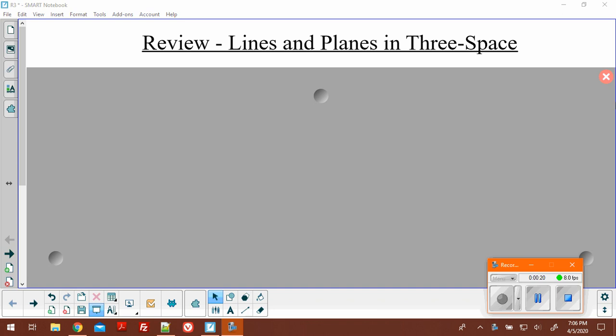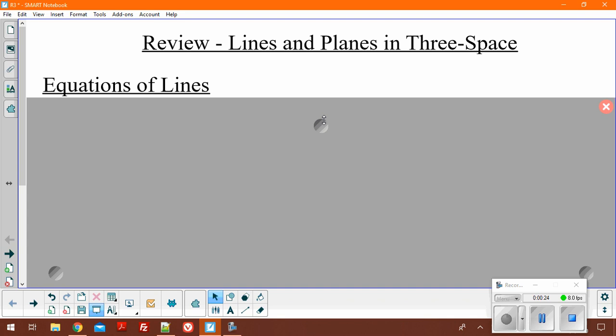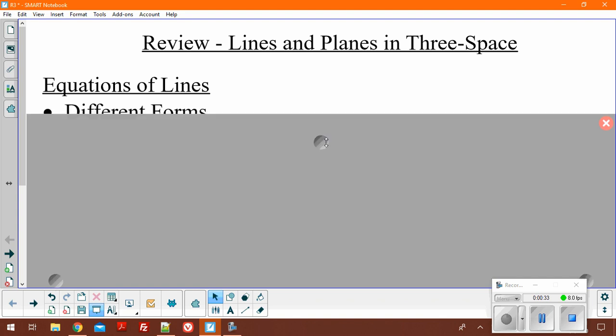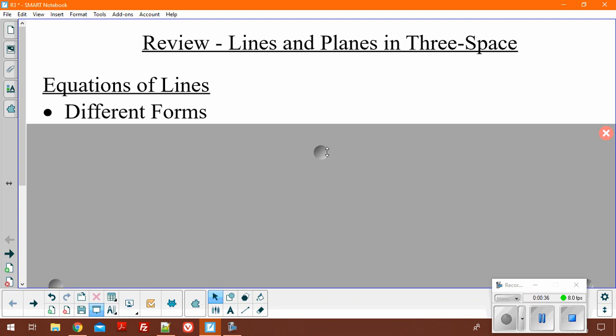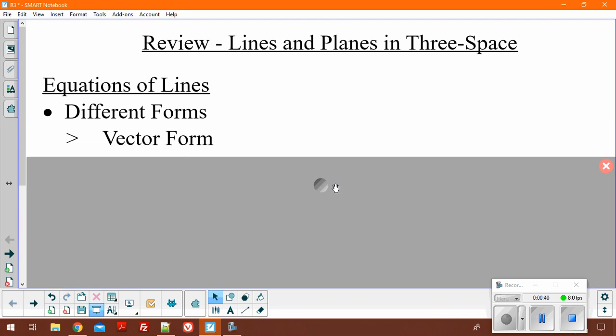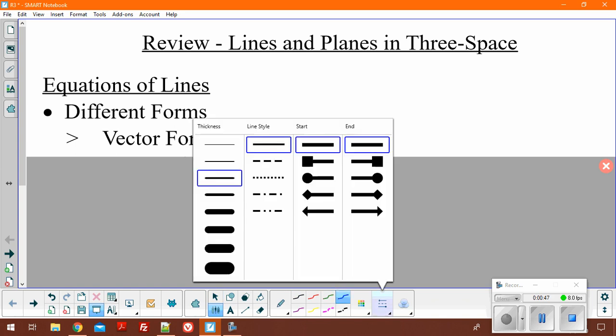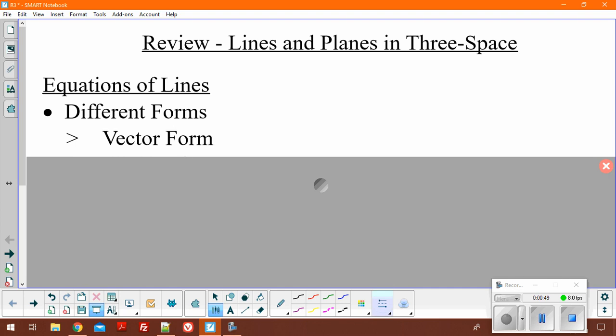So the first thing we did in this section of the course was look at equations of lines. We reviewed y equals mx plus b, but then we moved into representing lines with vectors. There were three different forms of the equation of a line that we looked at. The first one was the vector form. The main focus is on three space. We did do it in 2 dimensions, but I'm going to focus on 3 dimensions here.